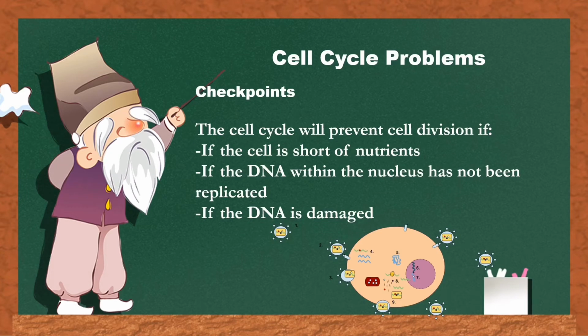Next, we move on to the cell cycle problem. The cell cycle will prevent cell division if the cell is short of nutrients, if the DNA within the nucleus has not been replicated, and if the DNA itself is damaged.